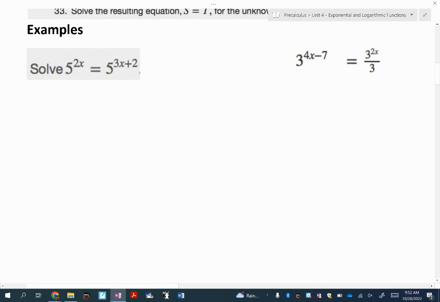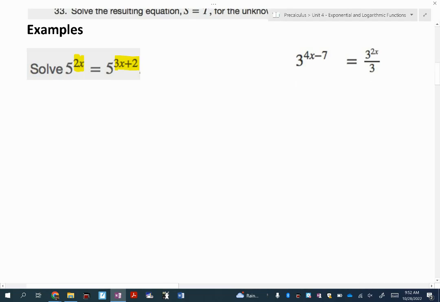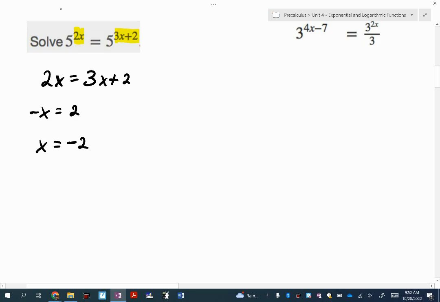Whenever you see an exponential equation, your first thought is to look at the bases. This one is extremely straightforward because the bases are exactly the same. So if the bases are the same, then these exponents have to be equal to each other for this to be a true statement. So I'm going to drop the bases and just set 2x equal to 3x plus 2. And now it becomes Algebra 1. I'm going to move the 3x over to get negative x equals 2. If the opposite of x is 2, then x equals negative 2.